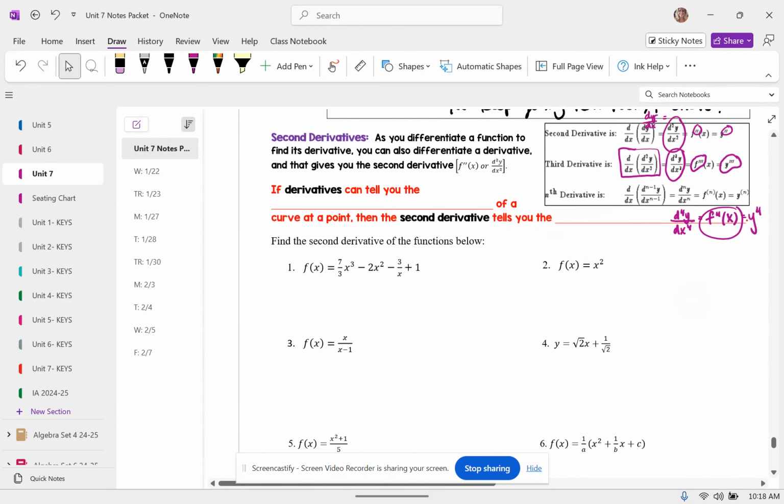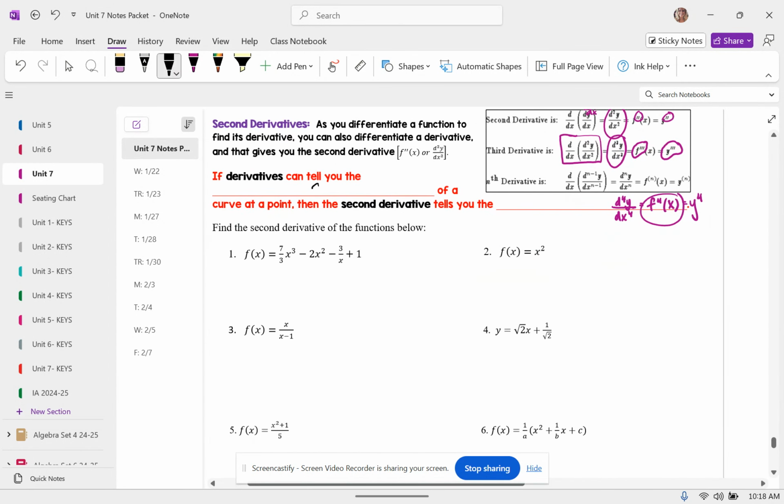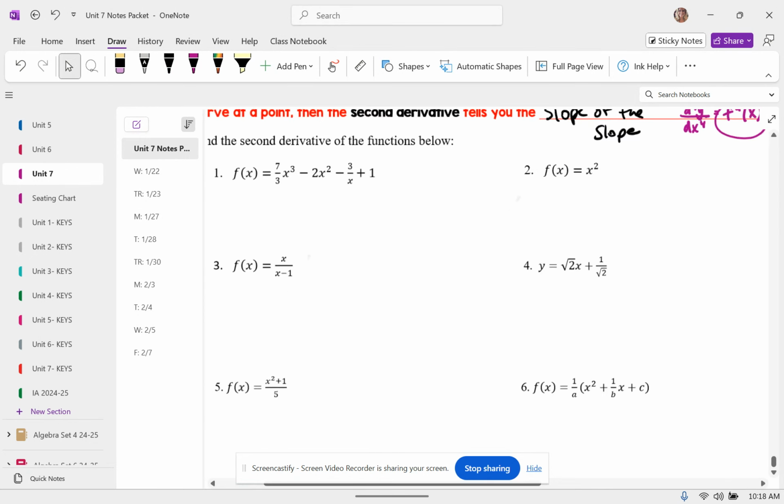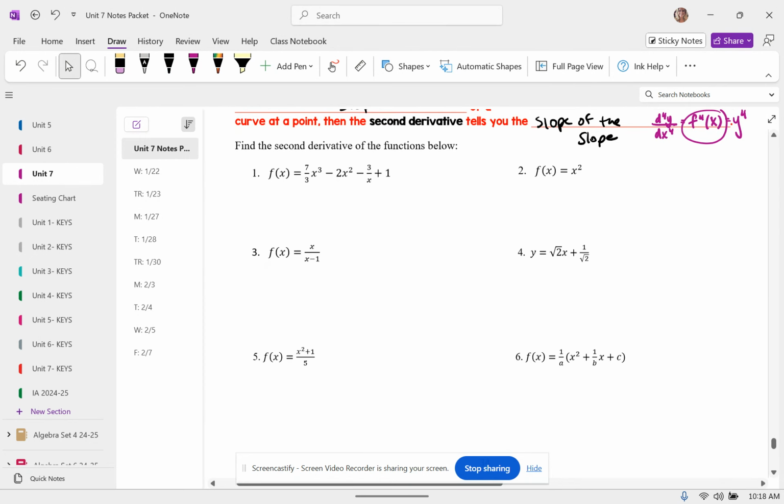So it says if derivatives can tell you the slope of a curve at a point, then the second derivative tells you the slope of the slope. How much are you speeding up? How much are you slowing down? Let's practice calculating some of these. So it says find the second derivative of the functions below. So in number 1, I want to use the power rule. However, I have a little fraction over here. So I'm going to rewrite 1 in a more usable form, and then I will take the derivative using the power rule.